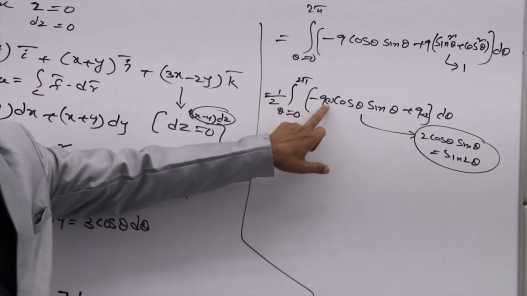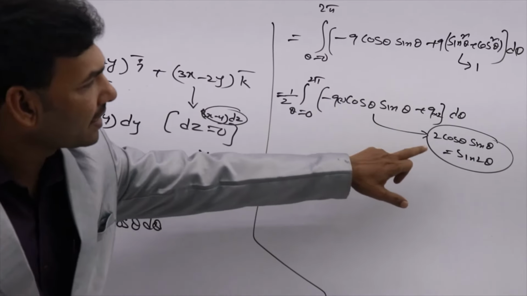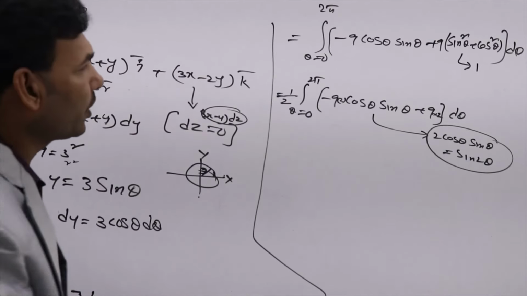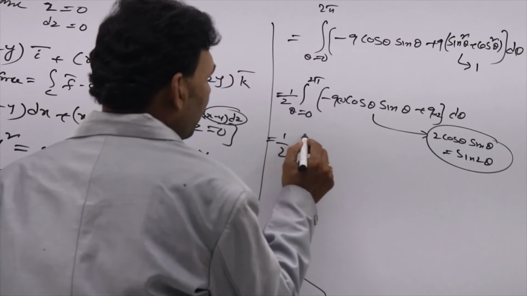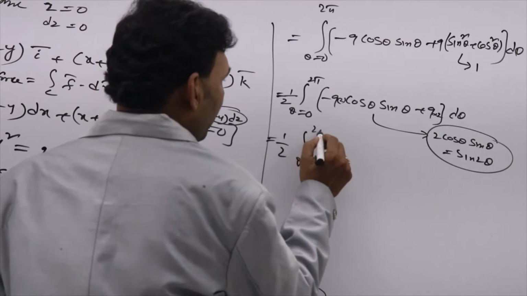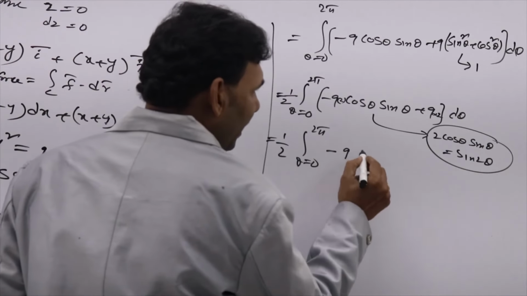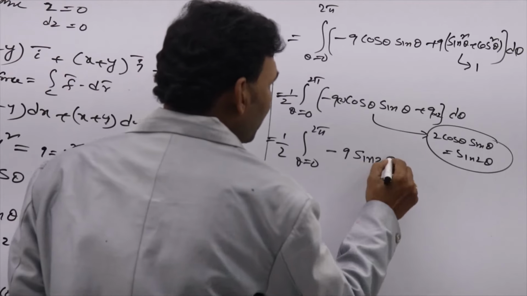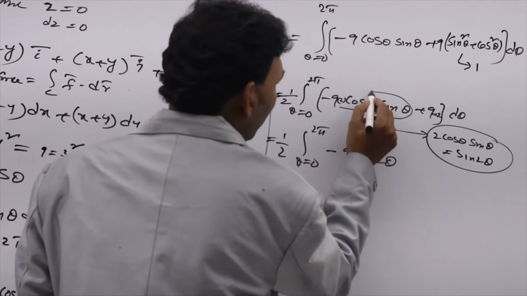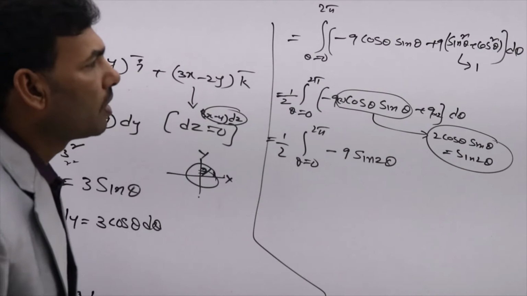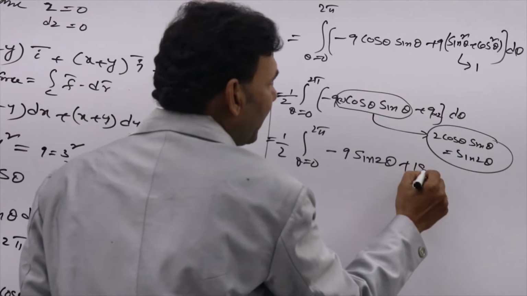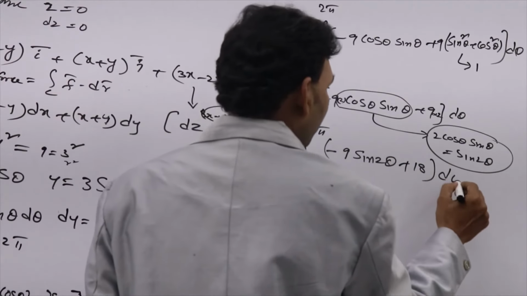Here you are having 2 cos theta sin theta. What is 2 cos theta sin theta? Sin 2 theta. So we get 1 by 2 into the integral from theta equal to 0 to 2 pi of minus 9 sin 2 theta, this one only we are applying the formula, plus 9 twos are 18, d theta.